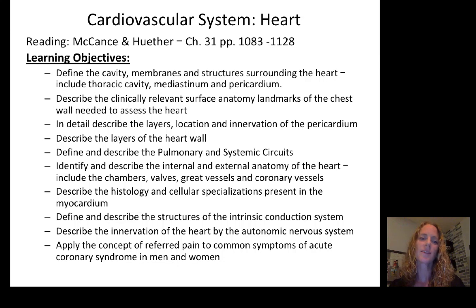Here are the learning objectives. At the end of this lecture, please return to these learning objectives to check and make sure that you've gotten everything out of this lecture that we've intended.